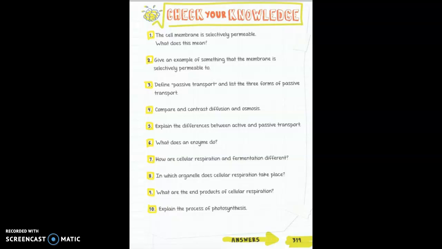Number 8, in which organelle does cellular respiration take place? Number 9, what are the end products of cellular respiration? And number 10, explain the process of photosynthesis. Now, the answers to these questions are all found in this reading. So you can go back in the reading, you can highlight things, and really look for those answers.